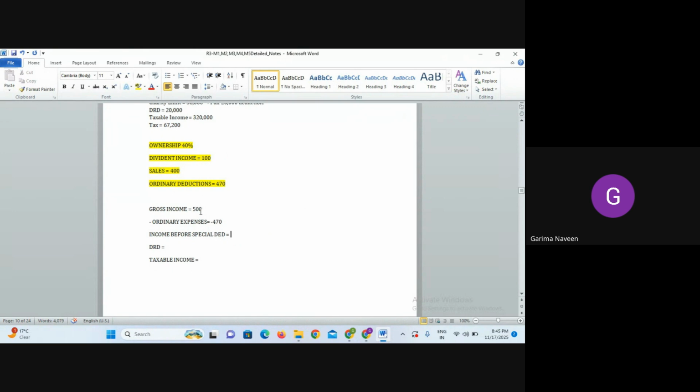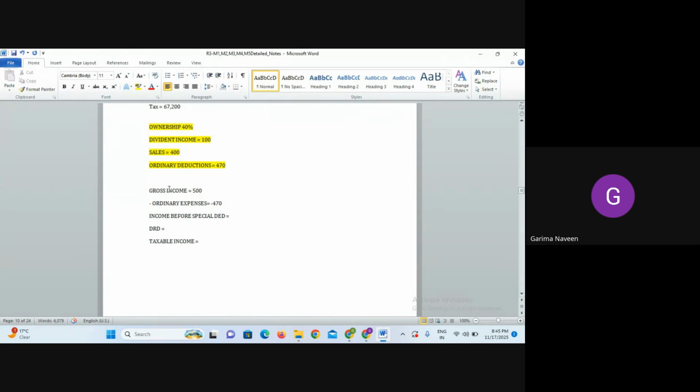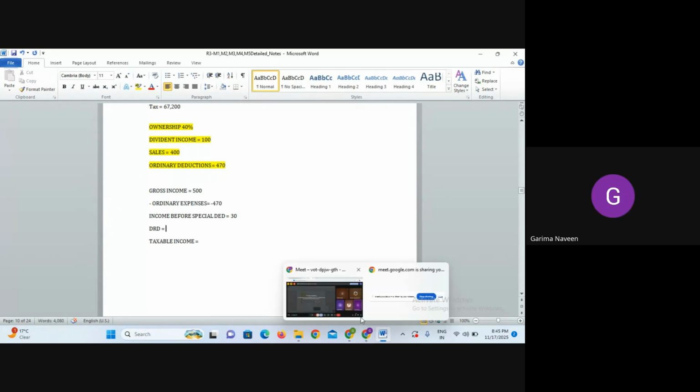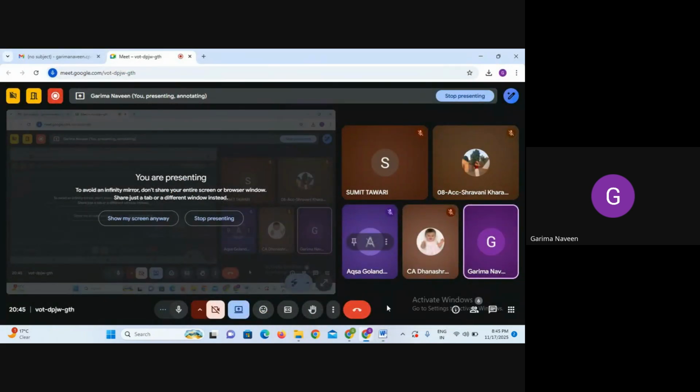Okay. Gross income will be your 500, adding the sales and dividend income. Then you have your ordinary deduction and it will give you $30 income before special deduction. So how much DRD have you calculated? On 30, I have calculated 65%. Is it right or wrong? Yes.